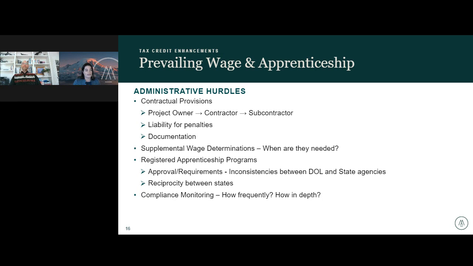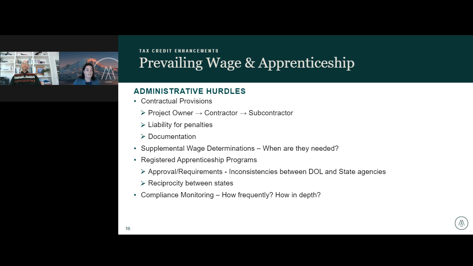Within that is negotiating liability for penalties. We've seen all different forms. Some have no language. Some hold the primary contractor responsible. Some hold the subcontractor responsible. Again, that's between you and your team of lawyers and the contractors and subcontractors you're negotiating with.